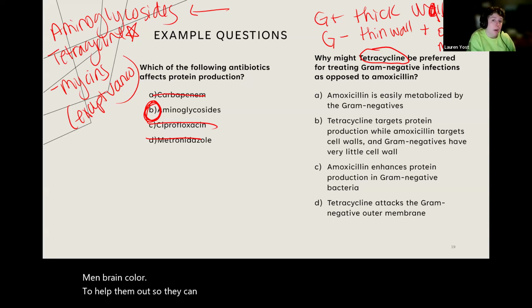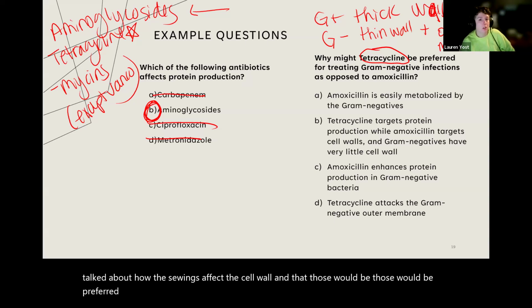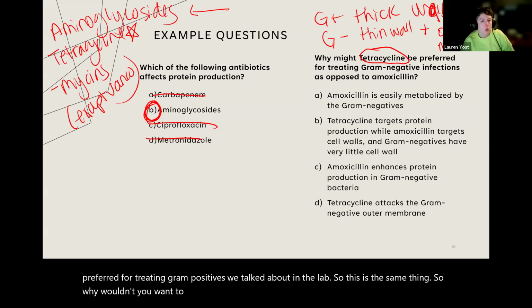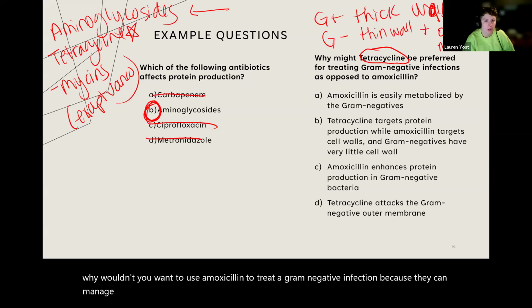So that's what we're comparing here. And we've already talked about how the cillins affect the cell wall and that those would be preferred for treating gram-positives. We talked about it in the lab. And so this is the same thing. So why wouldn't you want to use amoxicillin to treat a gram-negative infection? Because they can manage having their cell walls damaged.